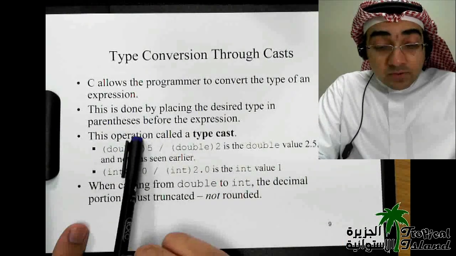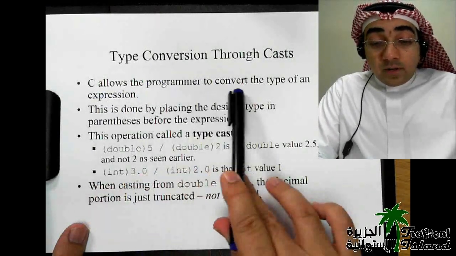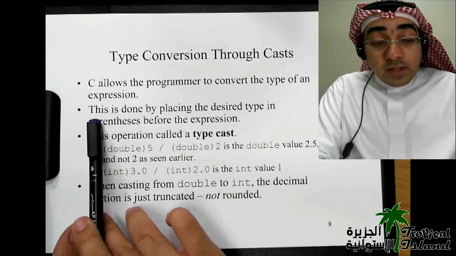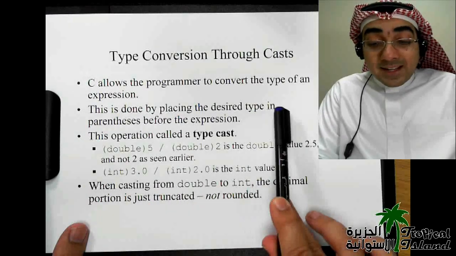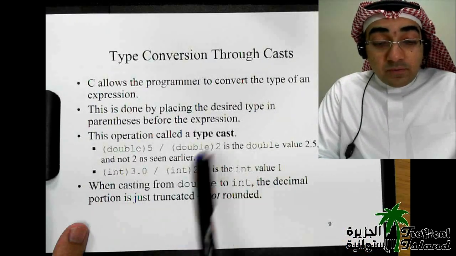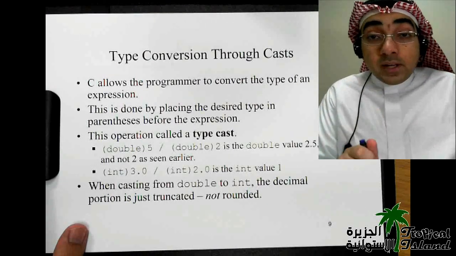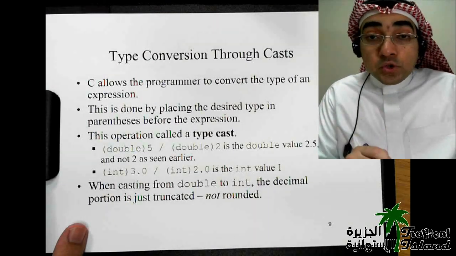Type conversion, so this is just a revision. C allows the program to convert data types from an expression. This is done by placing a desired type in parentheses before the expression. Okay, so this is where you're telling a compiler explicitly what you should think of this number.